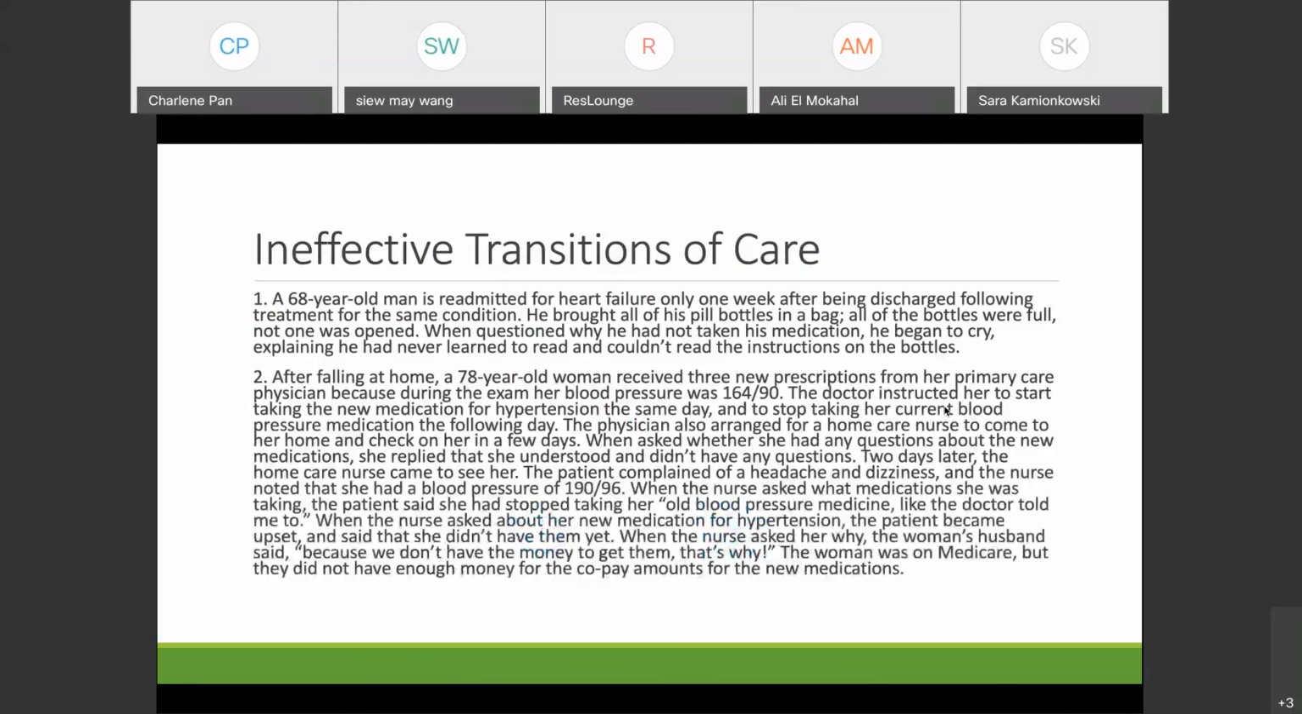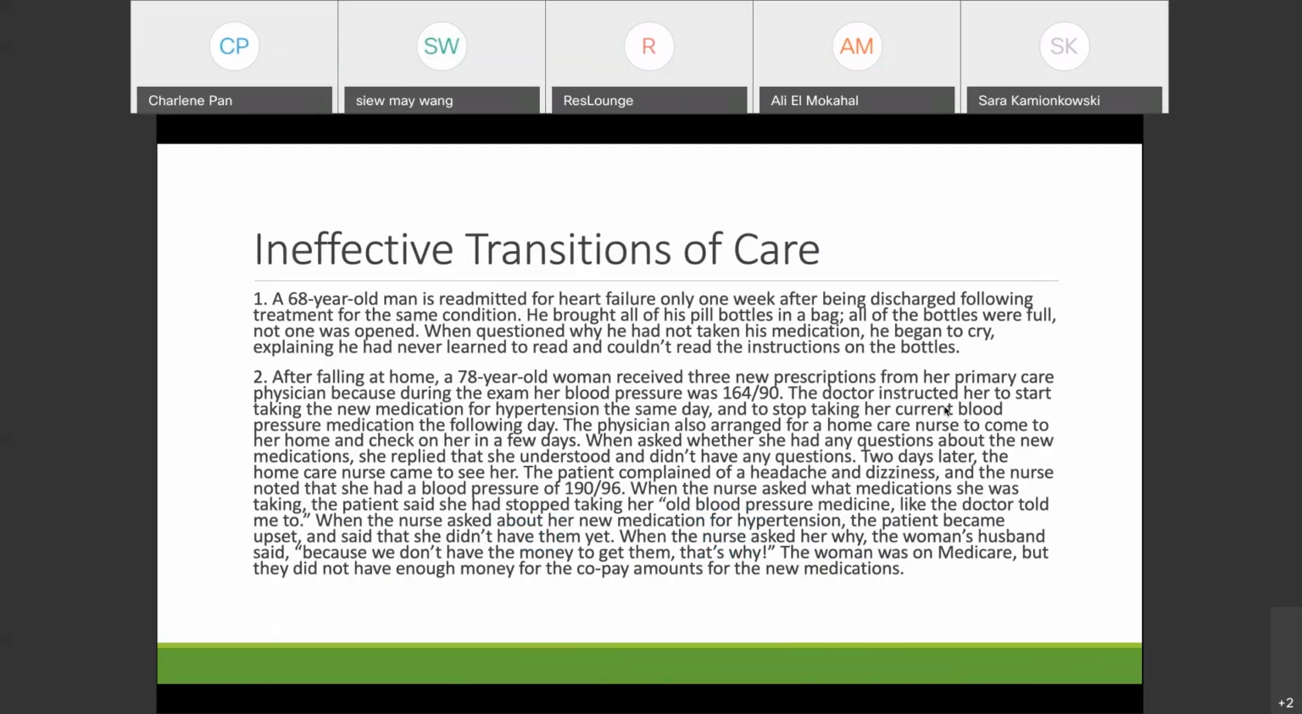So I know this is very wordy, but these are just two examples of ineffective transitions of care. The first one is a 68-year-old male. He's readmitted for heart failure only 1 week after being discharged following the treatment of the same condition. He brought all his pill bottles in a bag. All the bottles were full. None were opened. When questioned why he didn't take medications, he began to cry and explained he had never learned to read and couldn't read the instructions on the bottles.